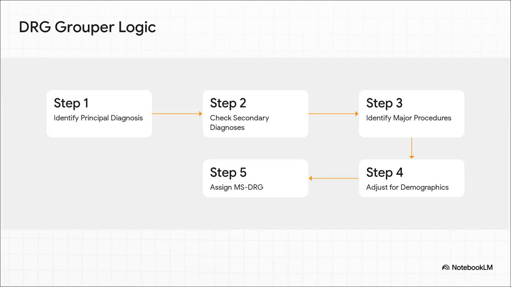All right, to wrap our heads around the grouper's logic, let's look at its strict 5-step flow. Step 1. Lock down that principal diagnosis to find the base DRG family. Step 2. Comb through all secondary diagnoses to pull in those vital CCs and MCCs. Step 3. Identify any major procedures to drive that surgical or medical split. Step 4. Adjust for demographics, like the patient's age and where they're being discharged to. And finally, Step 5. Assign the MSDRG and calculate the final relative weight.